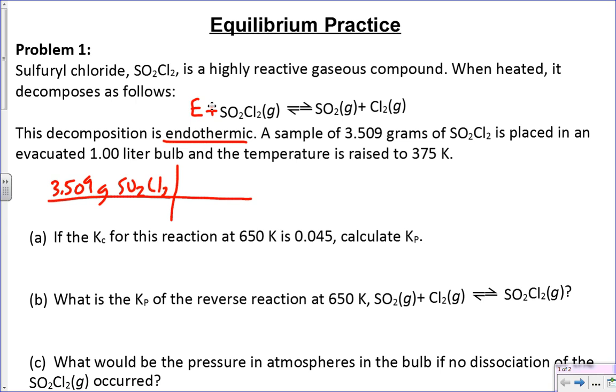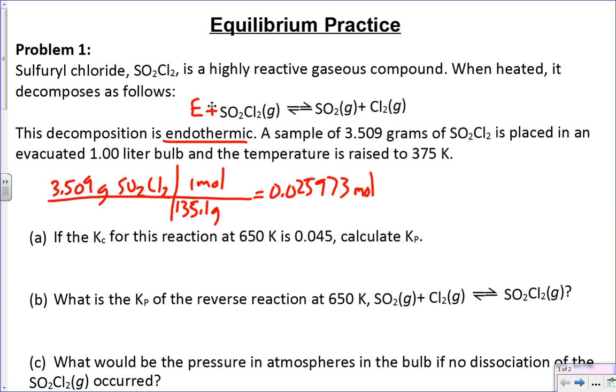So right up front here, we're going to go ahead and calculate how many moles we've got. So I know the molar mass of this substance is 135.1 grams per every 1 mole. So when we do the calculation here, we end up with 0.025973 moles. So we know up front that's how many moles of this substance we have before anything occurs. So this is pre-equilibrium. So under initial conditions, we've got that many moles of our reactant.